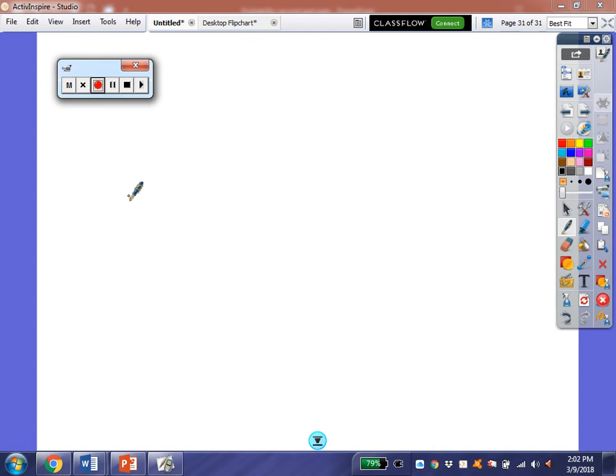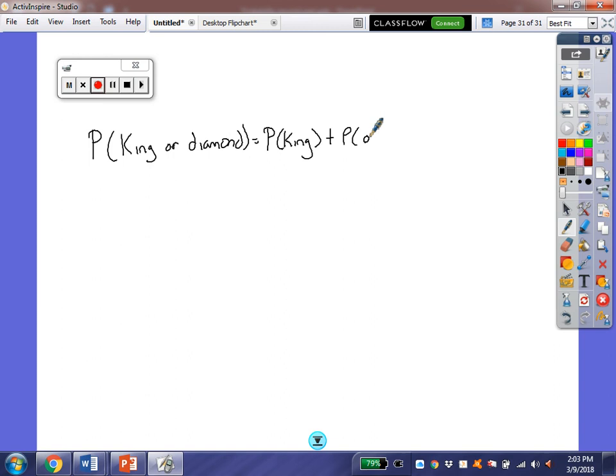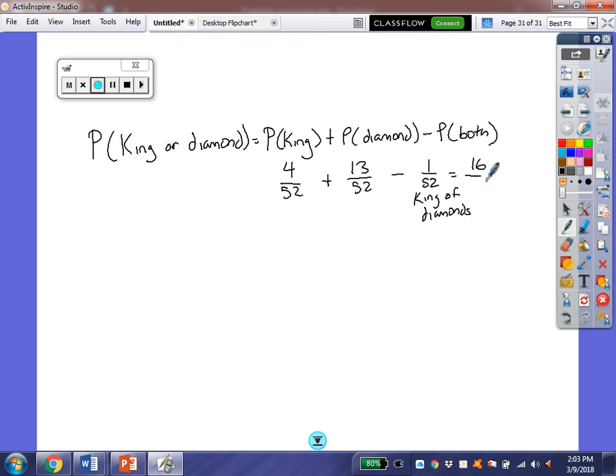If you look at your white practice sheet, the first one asks for the probability of a king or a diamond. Again, that is very similar to what we just did. So that becomes the probability of a king plus the probability of a diamond minus the probability of both. Well, looking at our card chart, there are 4 kings out of 52 plus 13 diamonds out of 52 minus the 1 king of diamonds. Which gives us, again, 16 out of 52.